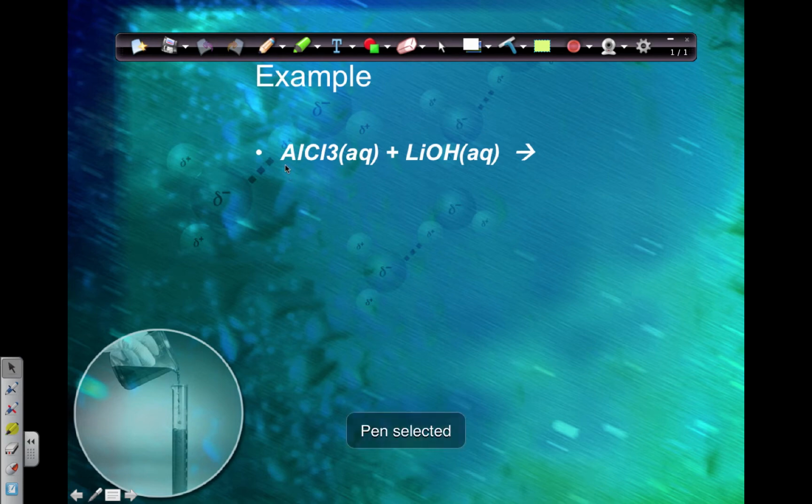All right, so let's look at this one. Identify your cation, aluminum, and then lithium, so the metals. Look at the charges. Aluminum's +3, chlorine is -1, lithium is +1, and hydroxide is -1.